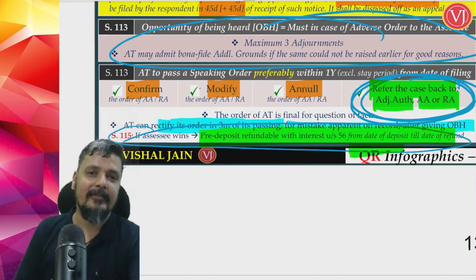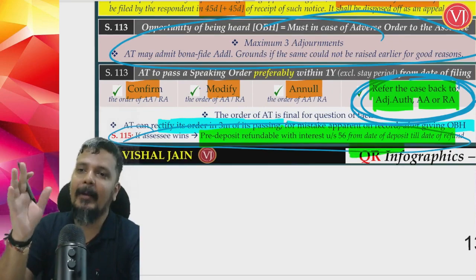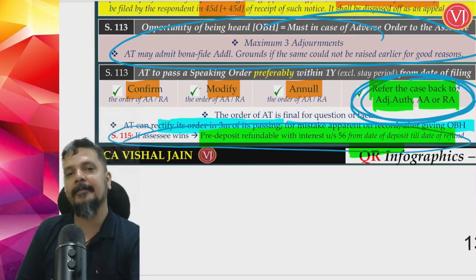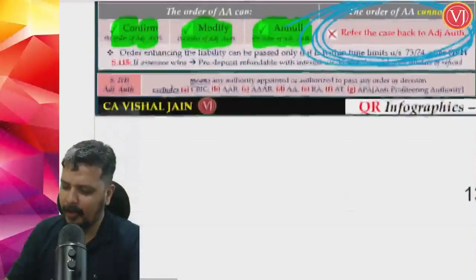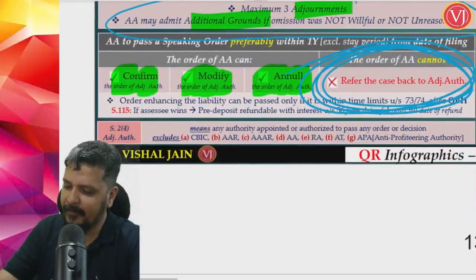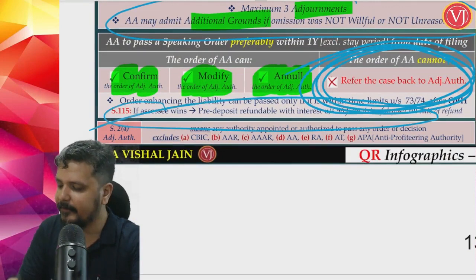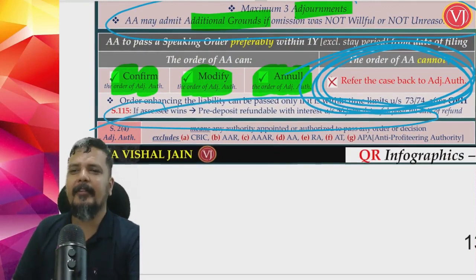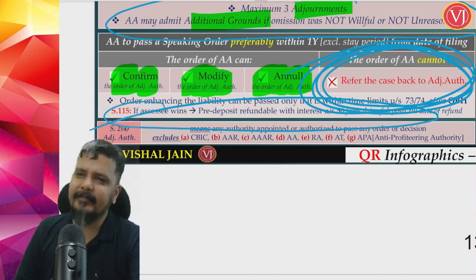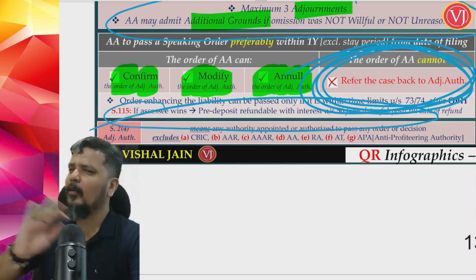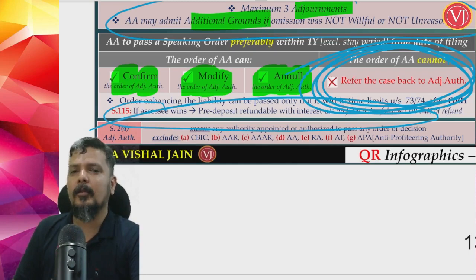Logical calculation. They take mathematics into consideration and tell that, okay, if at all, and this is not only for second appeals, this is even true for your first appeals, if at all the assessee wins the case and if he has made the pre-deposit, same thing, it will be refunded back with interest. So that is true for both.